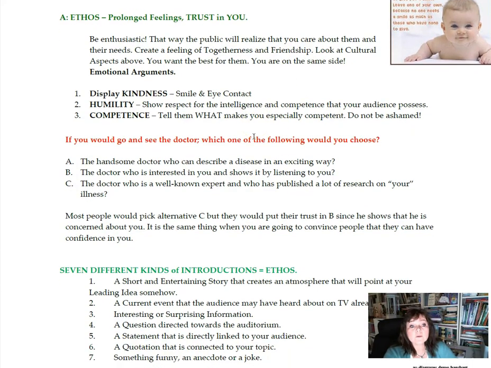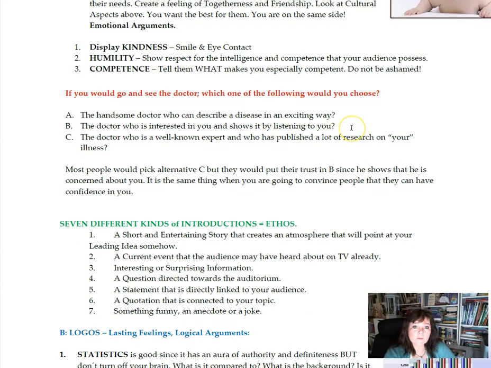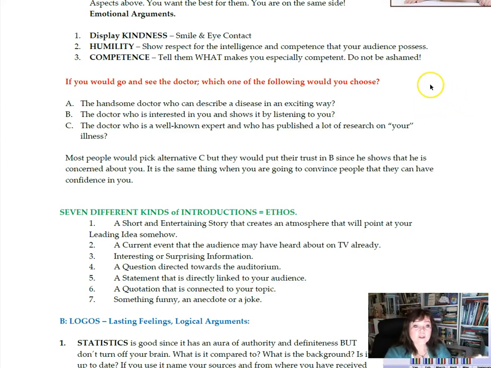For instance, if you would go to see a doctor, which one would you go to? The handsome doctor who can describe a disease in a fantastic way, or the doctor who is interested in you and shows it by listening to you, or third, the doctor who is a well-known expert and who has published a lot of research on your illness. Most people would pick alternative C, but the trust would be in Dr. B, since he shows that he's concerned about you. And this is the same thing when you're going to convince people that they can have confidence in you.